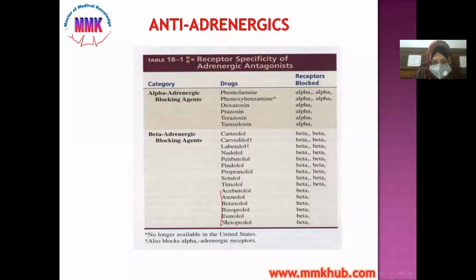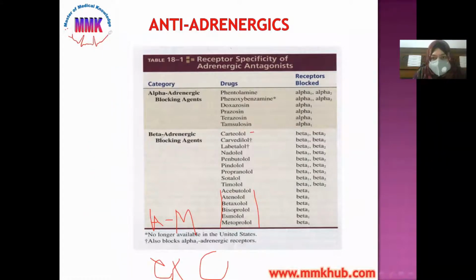Drugs starting from the letter A to M, except C, will all be beta-1 blockers. So acebutolol, atenolol, betaxolol, bisoprolol, esmolol, metoprolol, these are all beta-1 blockers. And when I say except C, drugs starting with the letter C, like carteolol and carvedilol, are non-selective.